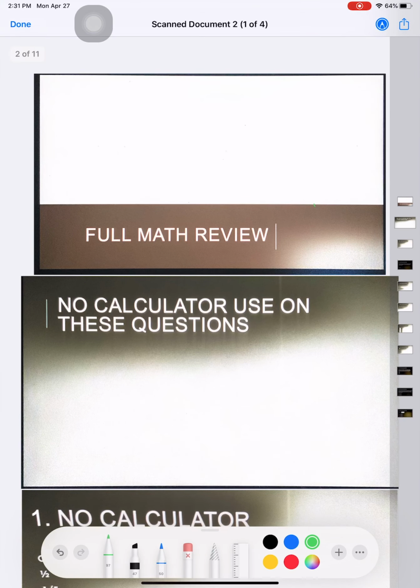So we're going to look at a full review of what I suppose would be on the GED Math test. In looking at this, there's a couple of things you need to remember. There are two parts to this test. There is a non-calculator part that is 4 or 5 questions long. I'm not exactly sure. I think it's 5.